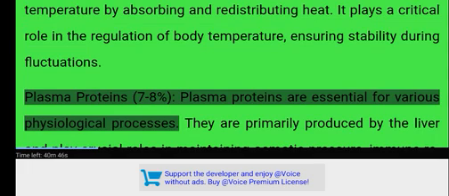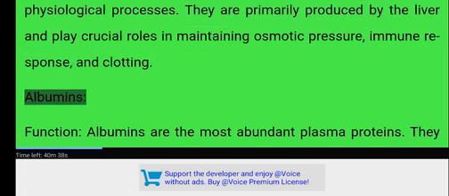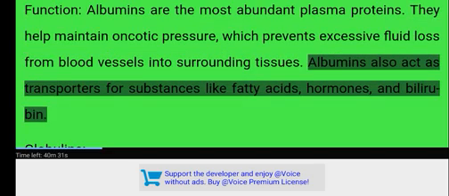Plasma proteins, 7-8%. Plasma proteins are essential for various physiological processes. They are primarily produced by the liver and play crucial roles in maintaining osmotic pressure, immune response, and clotting. Albumins. Function. Albumins are the most abundant plasma proteins. They help maintain oncotic pressure, which prevents excessive fluid loss from blood vessels into surrounding tissues. Albumins also act as transporters for substances like fatty acids, hormones, and bilirubin.